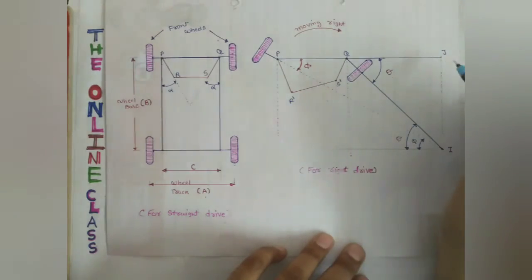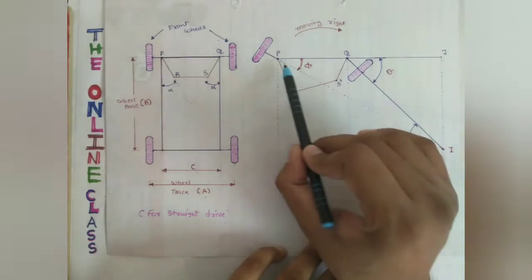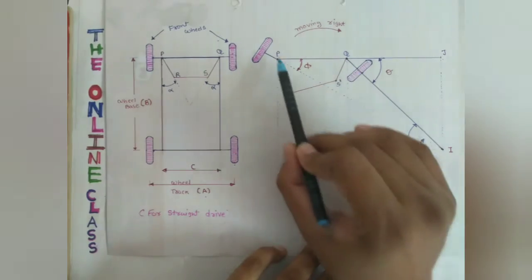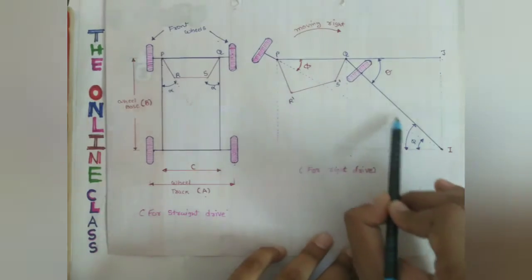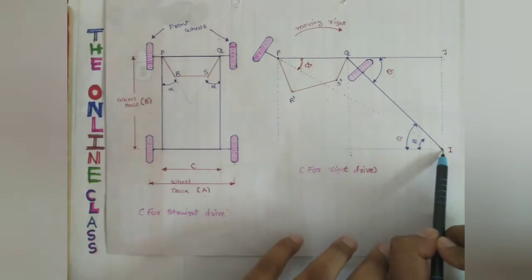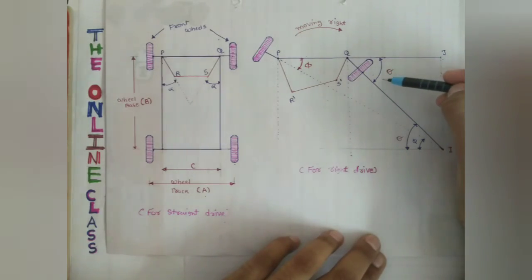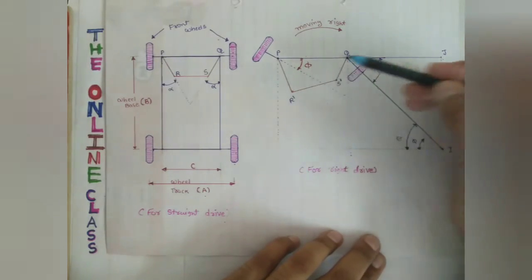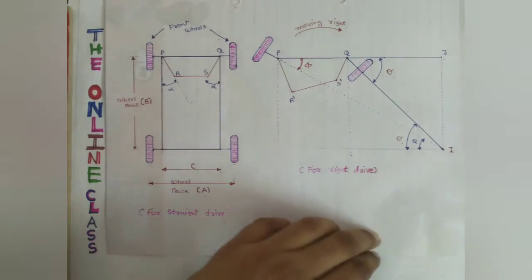Here we mark P, Q and J. The stub axle directions meet at one point, which is called I. This angle is theta, so we can say that this angle is also theta because of alternate angles. This angle is phi, so we can say that this angle is phi. So let's start the derivation.